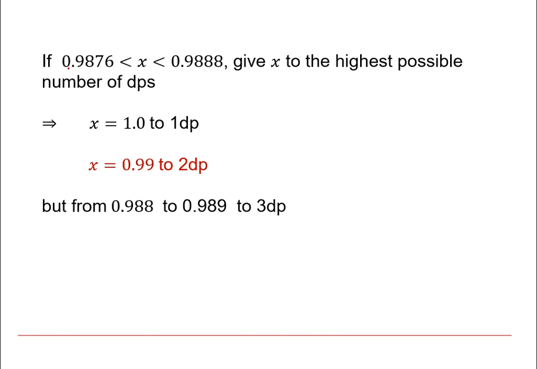However, at the left-hand limit to three decimal places rounds to 0.988, whereas the right-hand limit rounds to 0.989 to three decimal places. So we've got differing values within that interval. Some round to 0.988 and some round to 0.989. So we can't say definitively that little x is a certain value to three decimal places.